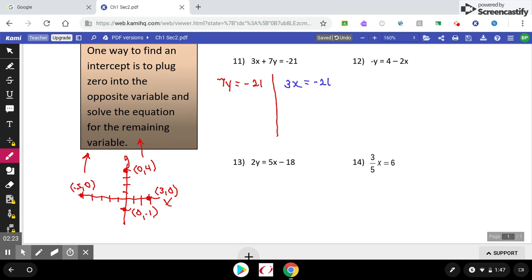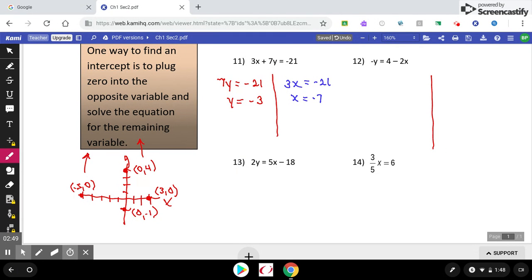it makes it disappear. So all we have to do is solve these like normal, divide both sides by 3. There's my x-intercept of -7. Divide the other one by 7. I get -3. So there's my y-intercept and my x-intercept. It's that easy.